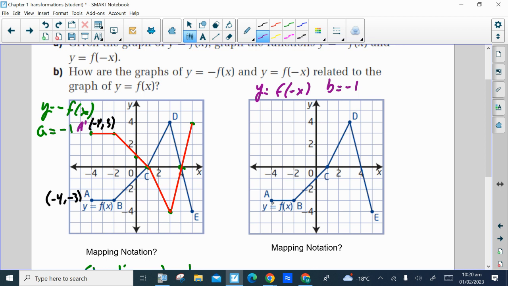Point A is 4 units to the left of the y-axis. That'll reflect 4 units to the right of the y-axis. Point B is 2 units to the left. That'll reflect 2 units to the right.